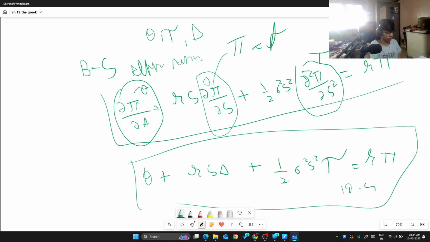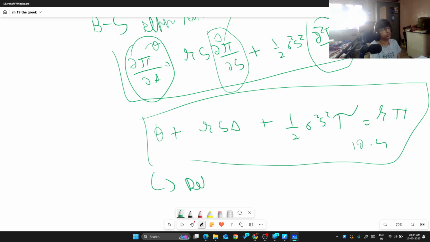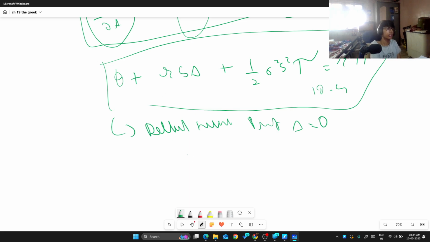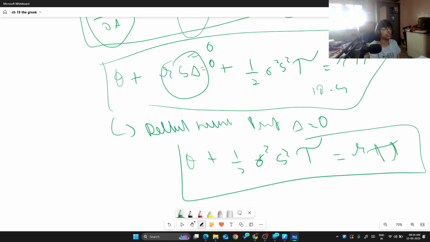That is equation 19.4. For a delta neutral portfolio, where delta equals 0, our final equation would be theta plus half sigma square S square gamma equal to r pi, because the delta term is 0. That is the relation we showed earlier. Now let's see Vega.